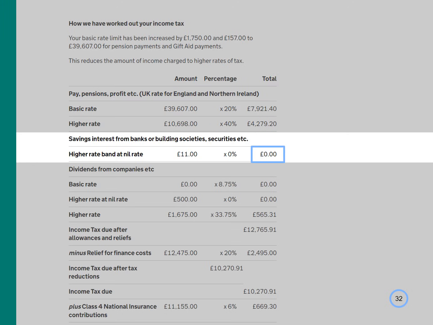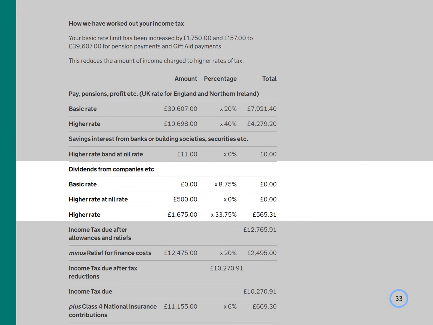Next, we show the tax due on bank and building society interest. Note, as the £11 of bank interest is below the personal savings allowance at the higher rate, no income tax is due on this income.